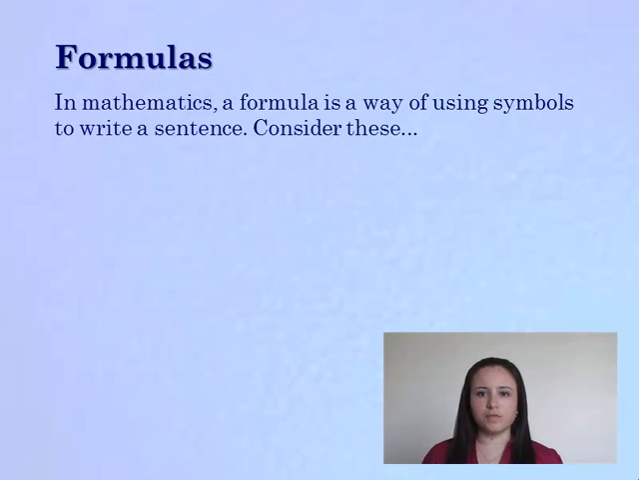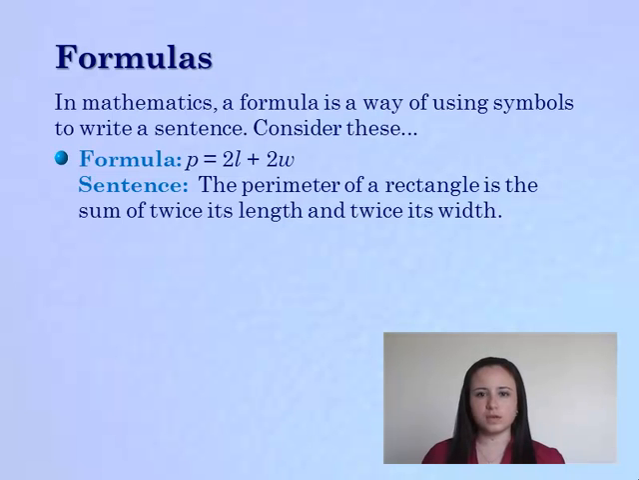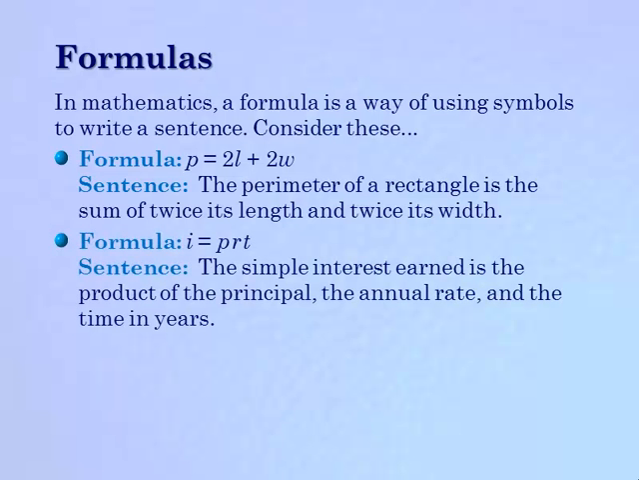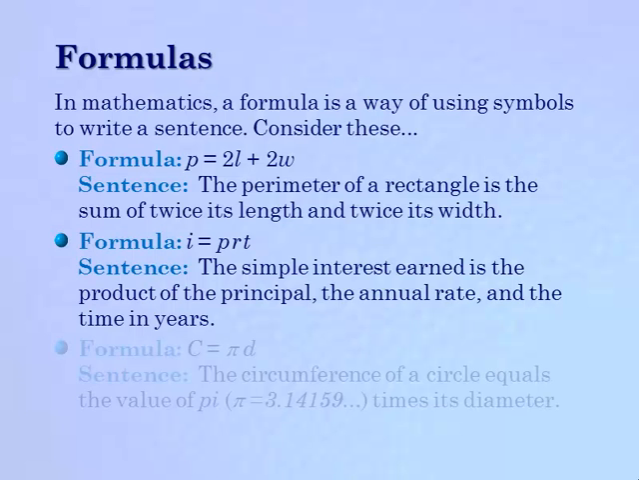In mathematics, a formula is a way of using symbols to write a sentence. So consider these. You may remember the formula P is equal to 2L plus 2W. Well, that is really the same as the sentence, the perimeter of a rectangle is the sum of twice its length and twice its width. Or I is equal to PRT. The simple interest earned is the product of the principal, the annual rate, and the time in years. And it's much easier to write just I is equal to PRT.